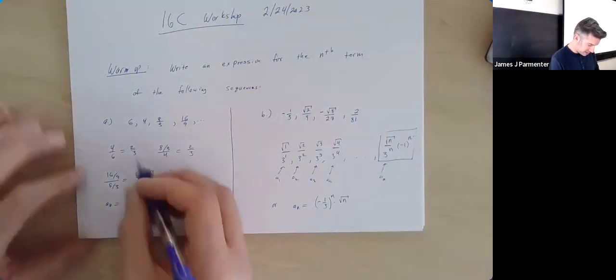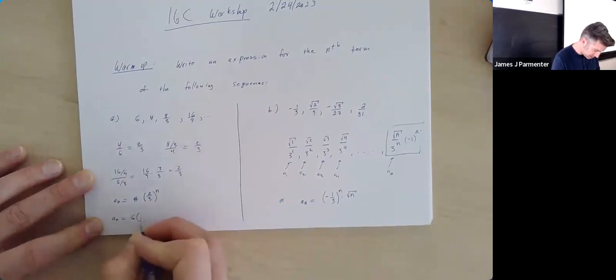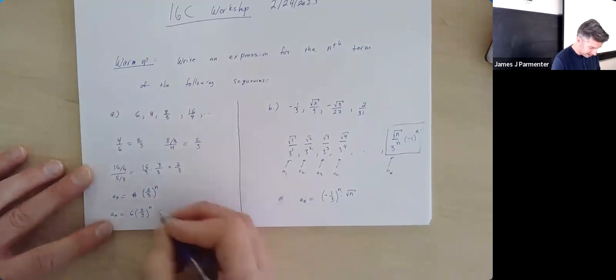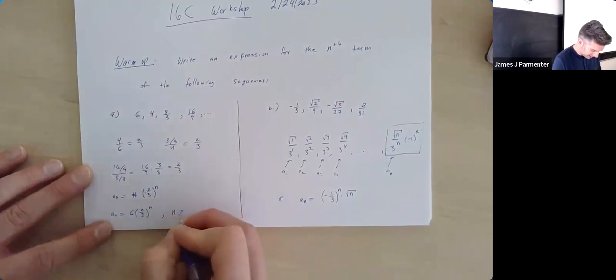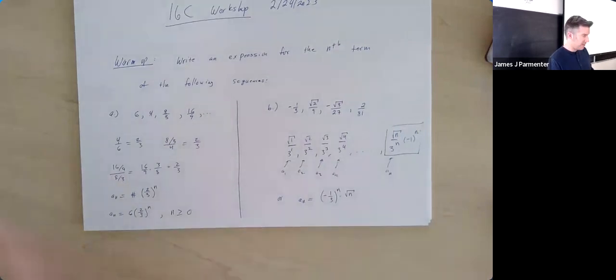I could say, I'm just gonna pick that number and say my a sub n is gonna be 6 times 2/3 to the n, with the caveat that n is starting at 0. That is a totally valid way to answer this question. But if we wanted to start at n equal to 1, we have to change things around a little bit. We need to get rid of a factor of 2/3.